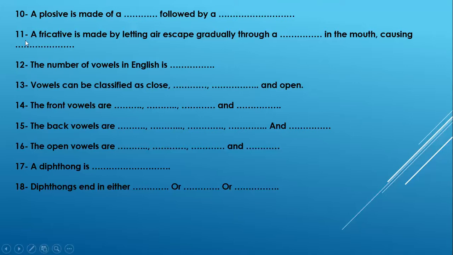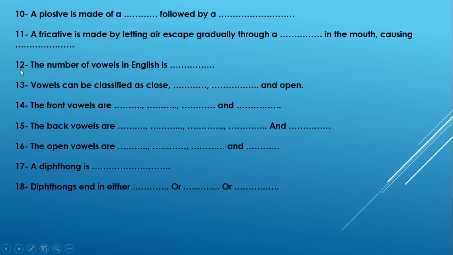Number 11. A fricative is made by letting air escape gradually through a gap in the mouth, causing friction. That's a fricative, okay? And remember what we said about fricatives and the name fricative. Where did it come from?